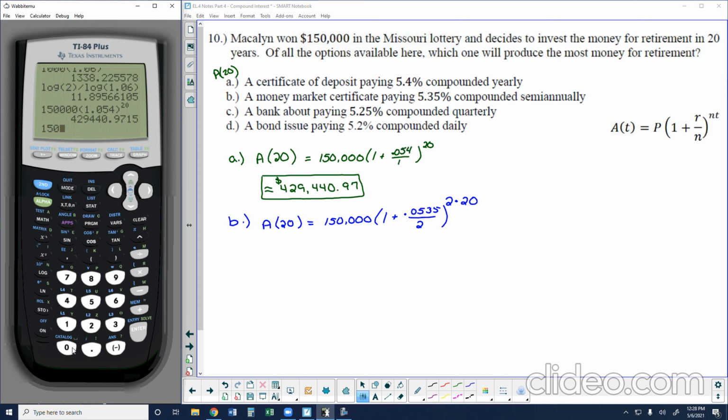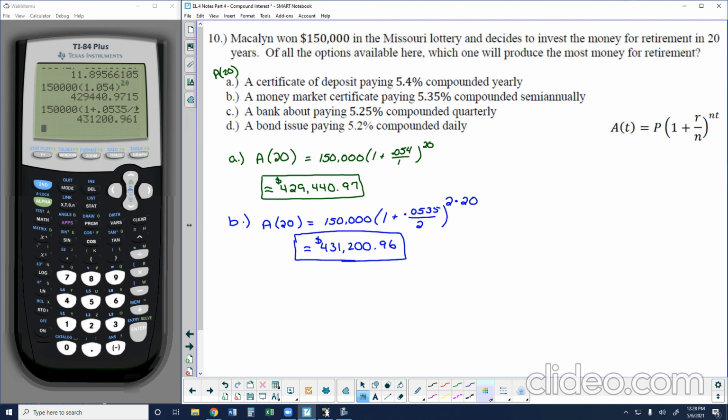So I'm going to take this same equation, and now with the changes to the number of times that it's compounded per year, I'm going to insert these new values for the variables and then calculate the account value would be approximately $431,200.96 after the 20 years. So we can see that the second option is already better than our first option. And that happened because though the rate was lower, it was compounded semi-annually, which eventually led to a larger account balance. Let's go ahead and take a look at C.